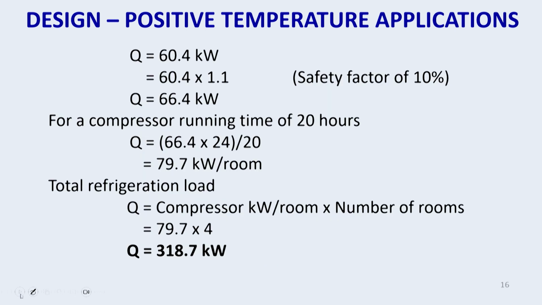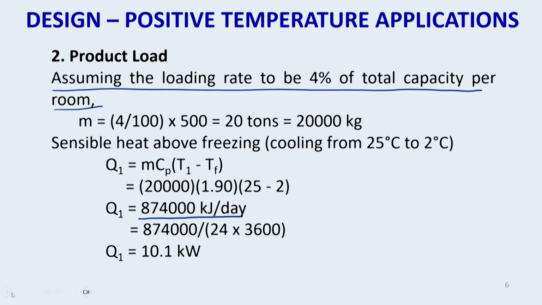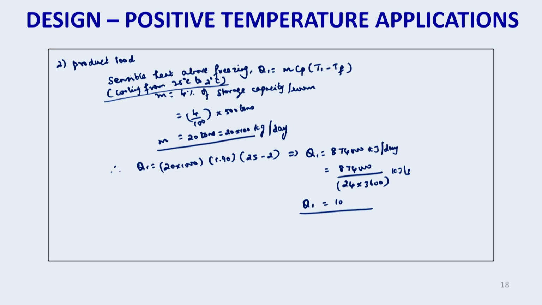So we can convert it into kilowatts. This is equal to 8,74,000 divided by 24 hours into 3,600 seconds. That will be in kilojoules per second, per room per day. So this is 10.1 kilowatts, that is 10.1 kilojoules per second.